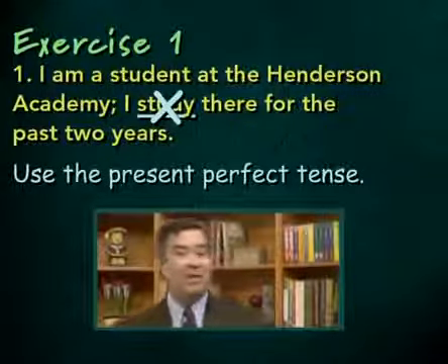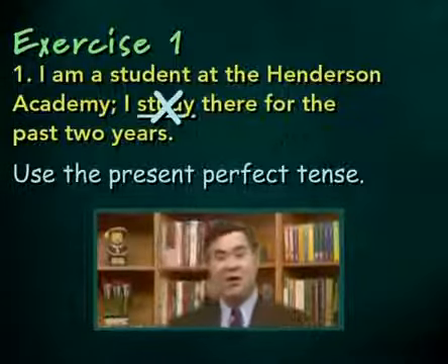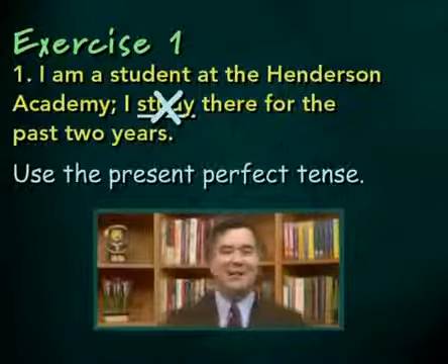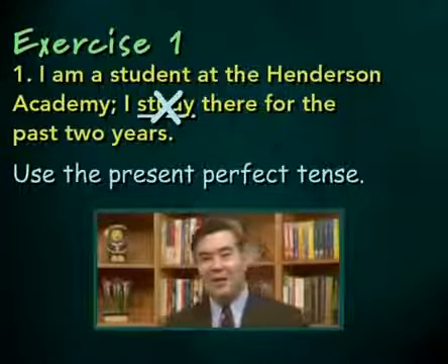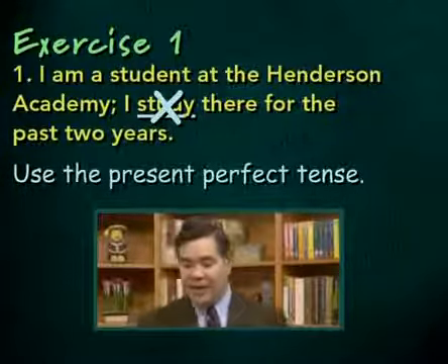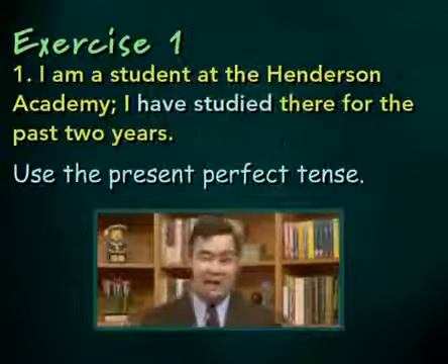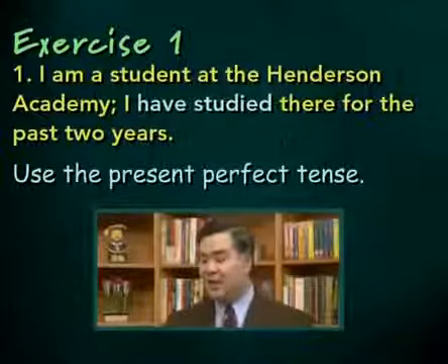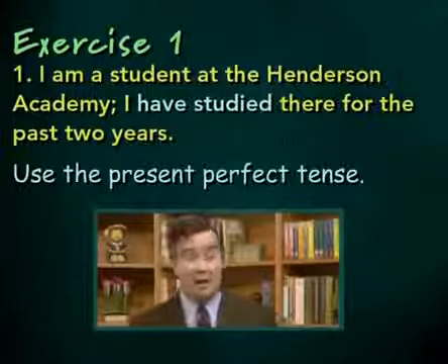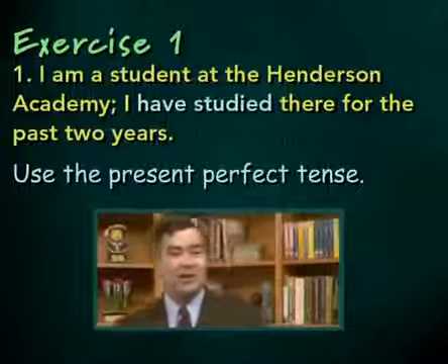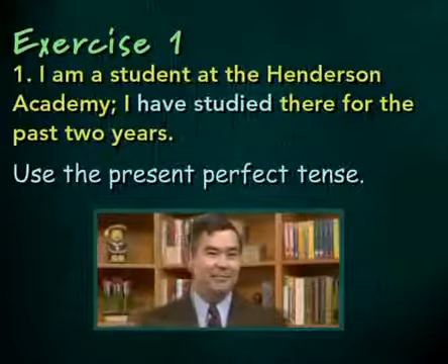And the present perfect tense, you'll recall, is formed by using the past participle and preceding it with the present tense of the verb to have. The correct form for this verb then would be have studied. That would be the present perfect tense, and the sentence would then read, I am a student at the Henderson Academy. I have studied there for the past 2 years. And now the proper sequence of events is perfectly clear.